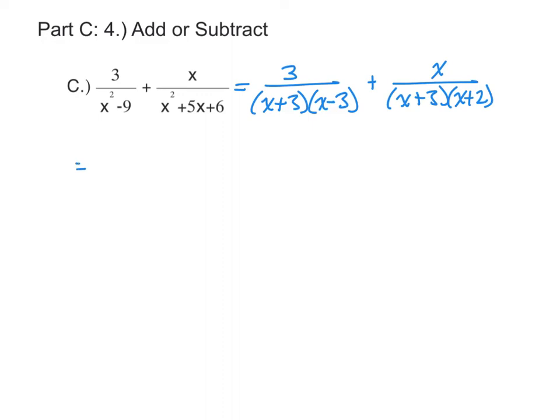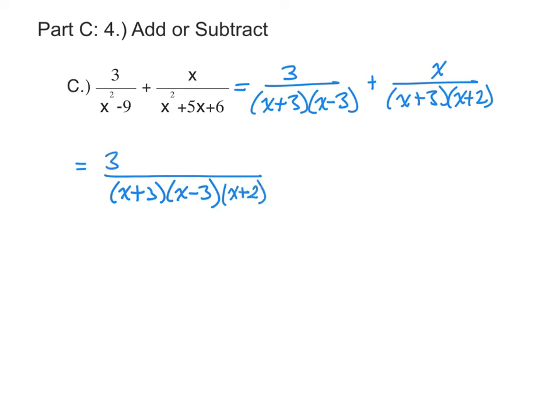Now we can come up with our common denominator. Our common denominator is going to need all the factors from the denominator of the first fraction, so x plus 3 and x minus 3. And it will also need all of the factors in the denominator of the second fraction. Our denominator already has x plus 3 in it, so the only other one I need is x plus 2.